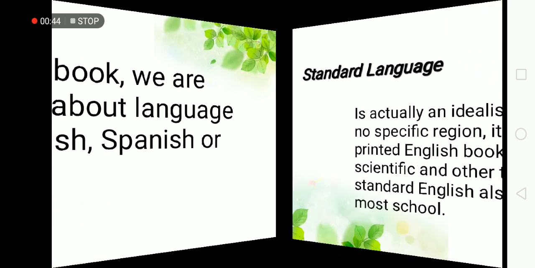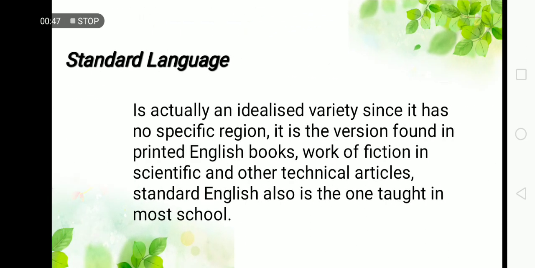Next is standard language. Standard language is actually an idealized variety since it has no specific region. It is the version found in printed English books, works of fiction, and scientific and other technical articles. Standard English is also the one taught in most schools.